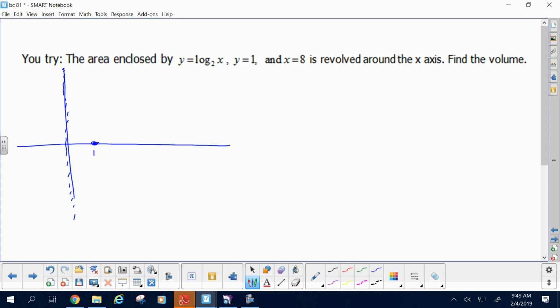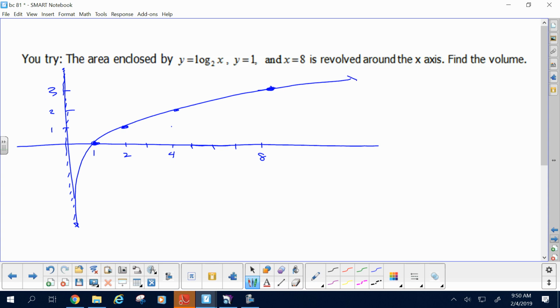What's the next good point? Log base 2 of what is nice? Log base 2 of 2 is 1. Log base 2 of 4 is 2. Log base 2 of, what's the next good value? 8 is 3. Okay, so log is just the inverse of exponentials, so it looks something like that.